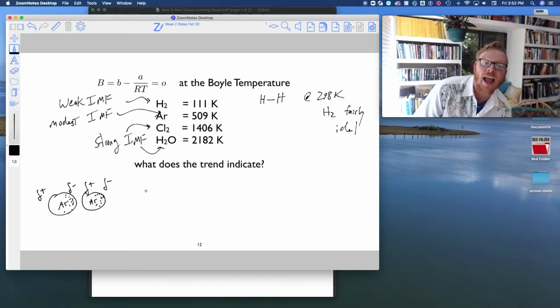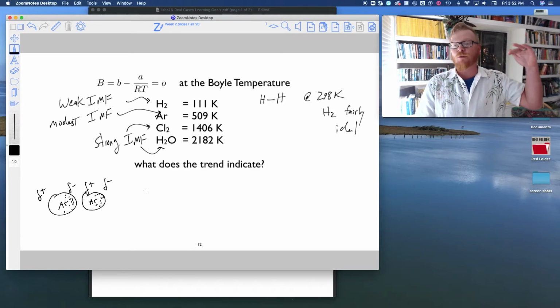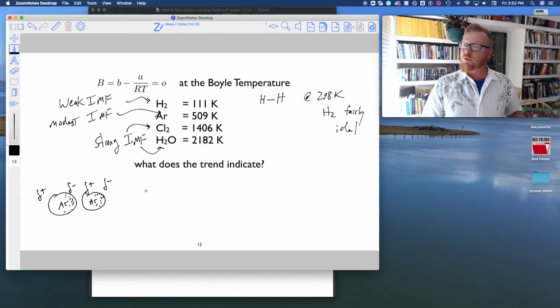which is going to allow it to attract to itself. And again, because its Boyle temperature is greater than room temperature, if we have a room temperature sample of argon, it's fairly ideal, right? It's still fairly ideal, maybe a 0.99 compression factor, but all the same, it's in that attractive regime.